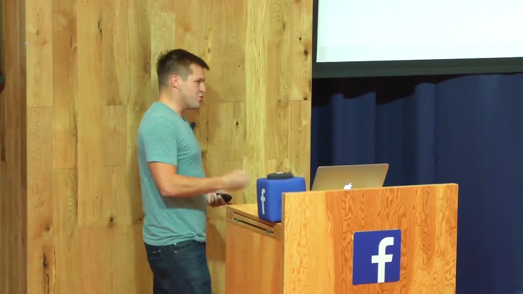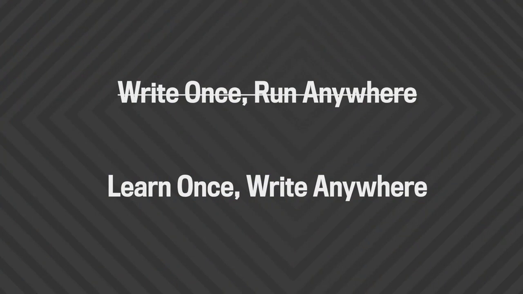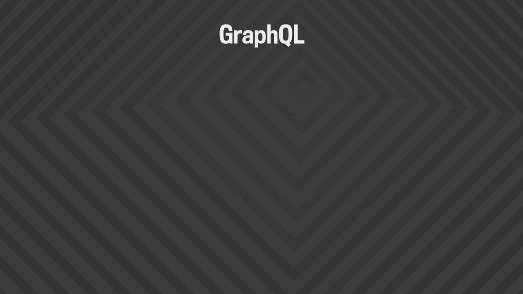And so we call this learn once, write anywhere. Learn once, meaning you learn these opinions, you learn the opinionated part of the platform that allows you to use the same tools, same abstractions, and then you can write it anywhere across the horizontal surface area, right? Meaning that you can write it in iOS and you can write it in Android.